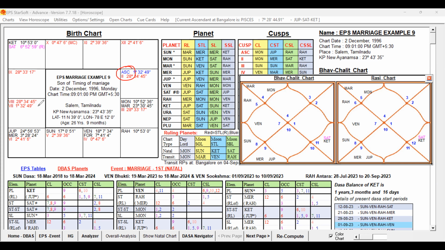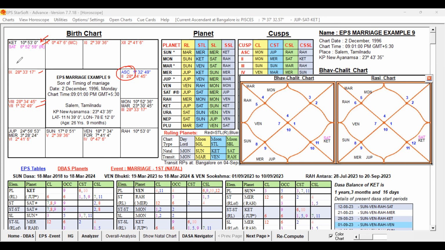Anyway, seventh lord, also eighth lord, also ninth lord Saturn is posted in the ninth house. That ninth house is good, but it is conjoined with Ketu. It is indicating some affliction. Saturn is conjoined with Ketu. Now, is any other planet afflicting Saturn?